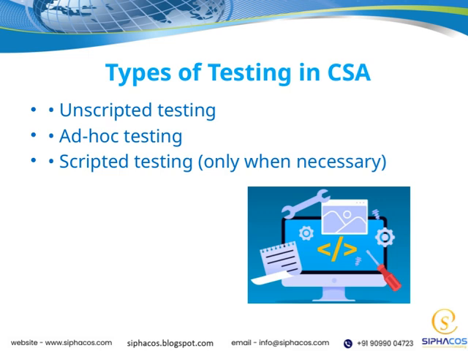However, it's important to note that scripted testing is only used when necessary, because sometimes flexible, exploratory approaches can reveal more insights. All these testing types work together to ensure a comprehensive review of the system, aligning with our overall goal of quality assurance in CSA. By understanding when and how to apply each, we can maximize our testing effectiveness and uncover issues more efficiently.